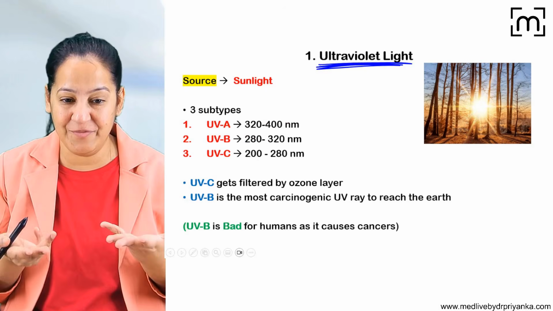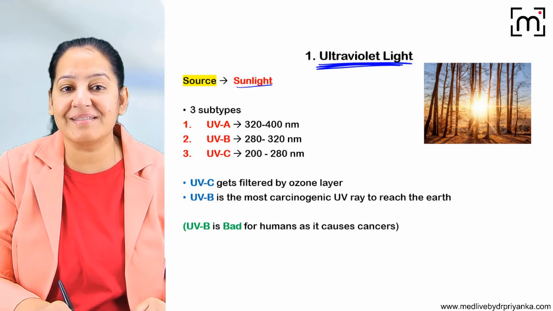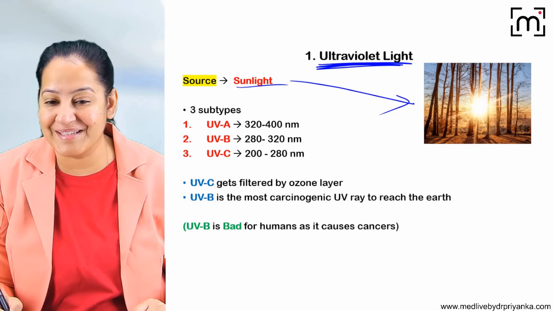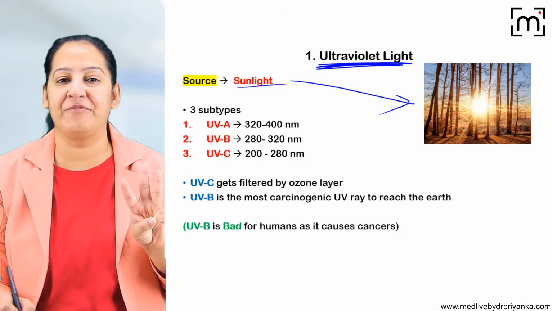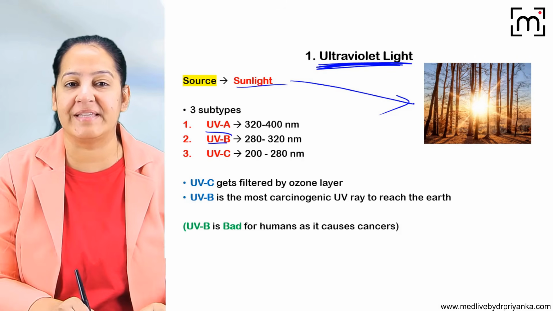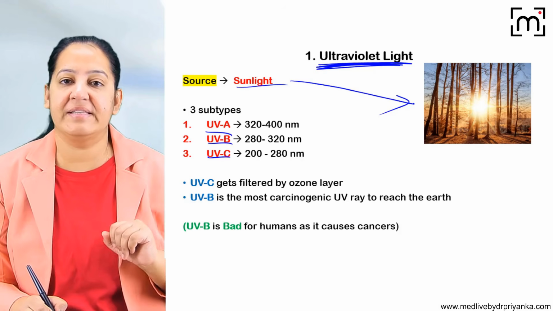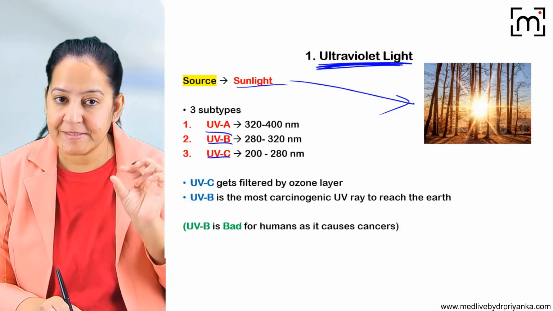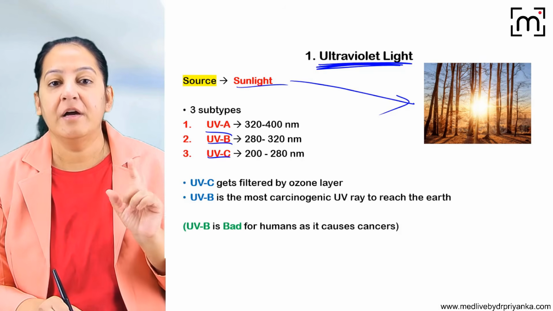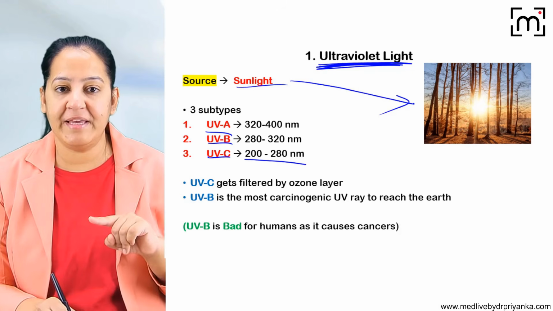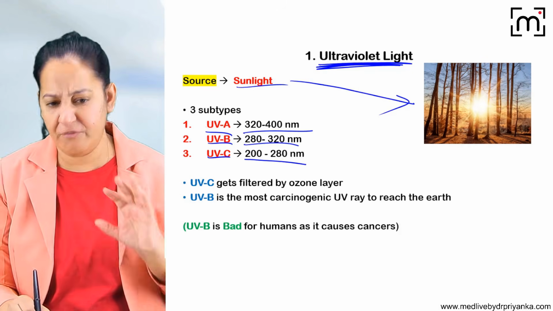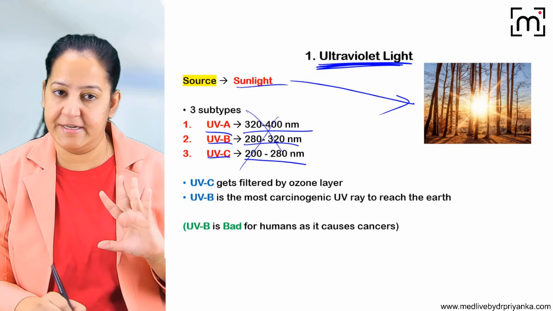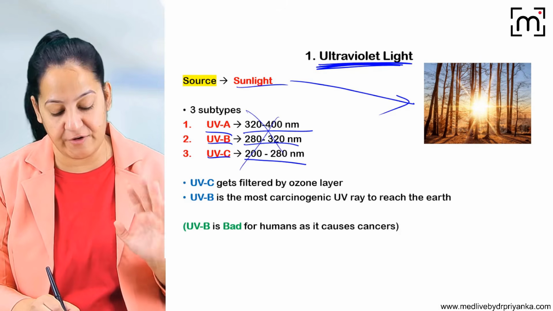From where do we get UV light? UV light comes from the sunlight. You can see it is coming from the sunlight. In the sunlight, there are three types of UV light: UVA, UVB, UVC, based on their wavelength. UVC has the minimum wavelength, 200 to 280 nanometer. UVB is 280 to 320 nanometer and UVA is 320 to 400 nanometer. If you can't learn the numbers, it's okay. But you have to learn that there are three types of UV light.